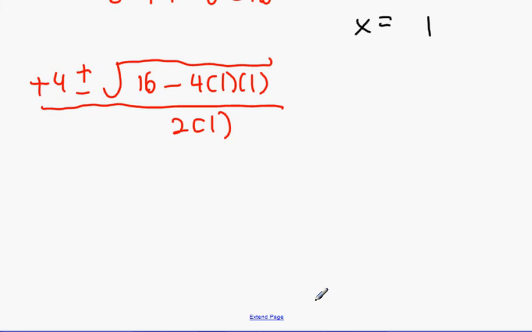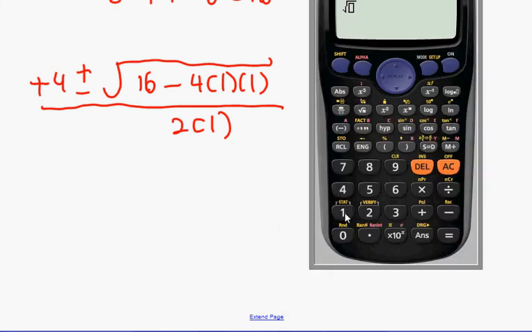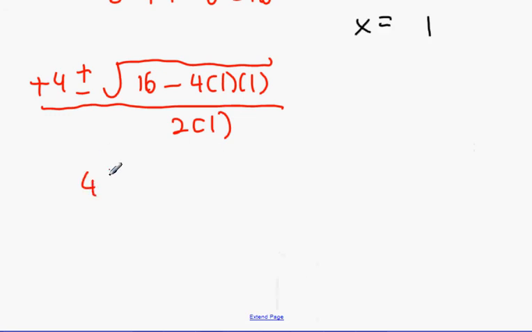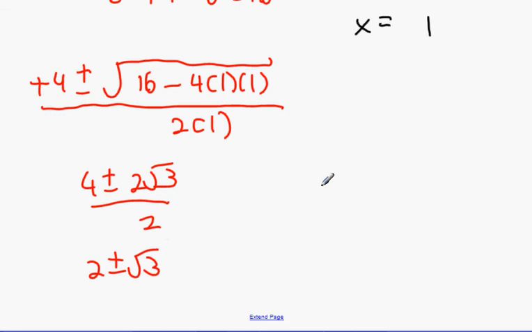Okay, so what we're going to do here is this is going to be the square root of 12. In our calculator, figure out what root 12 is. Root 12 is 2 root 3. So it's going to be 4 plus or minus 2 root 3 all over 2. Divide them by 2. You're going to get 2 plus or minus root 3. So here's your answers. X equals 1, or 2 plus root 3, or 2 minus root 3. How many people got that?